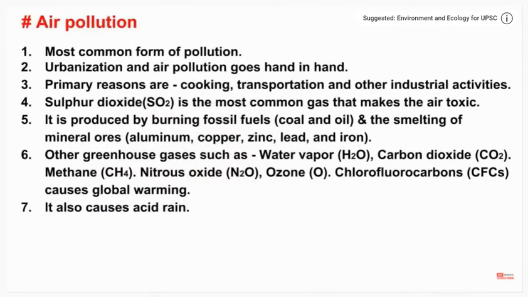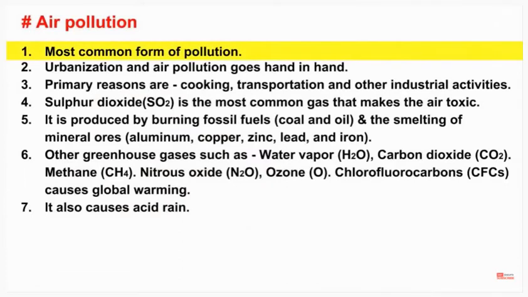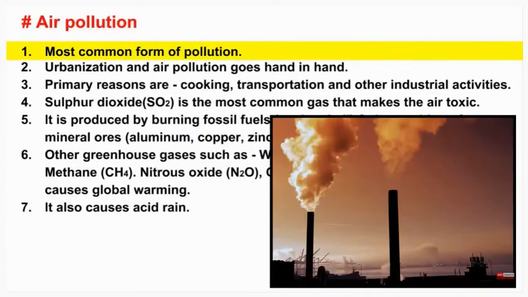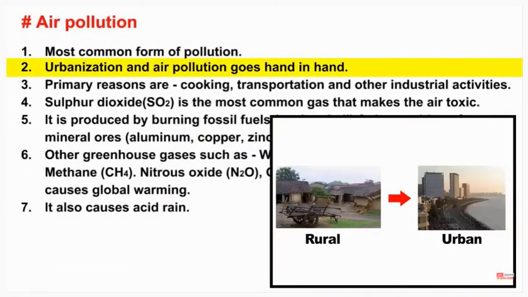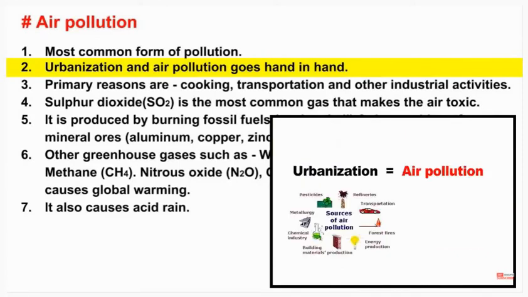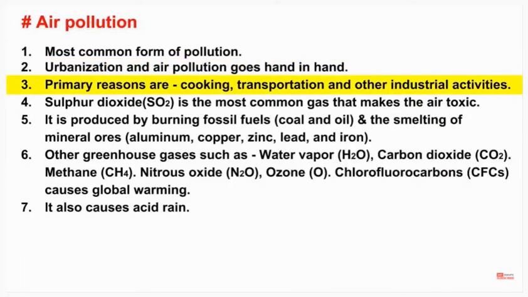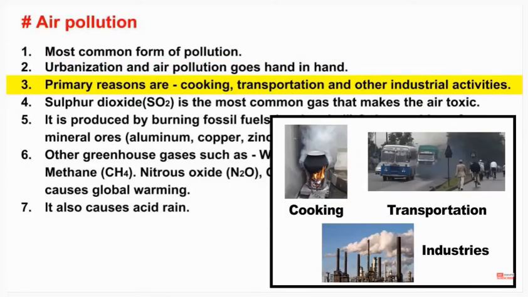The first one is air pollution. It is the most common and dangerous form of pollution. As the society moves towards urbanization, air pollution increases. Therefore, urbanization and air pollution go hand in hand. Excessive fuel combustion from cooking, transportation, and other industrial activities is the primary reason behind air pollution.